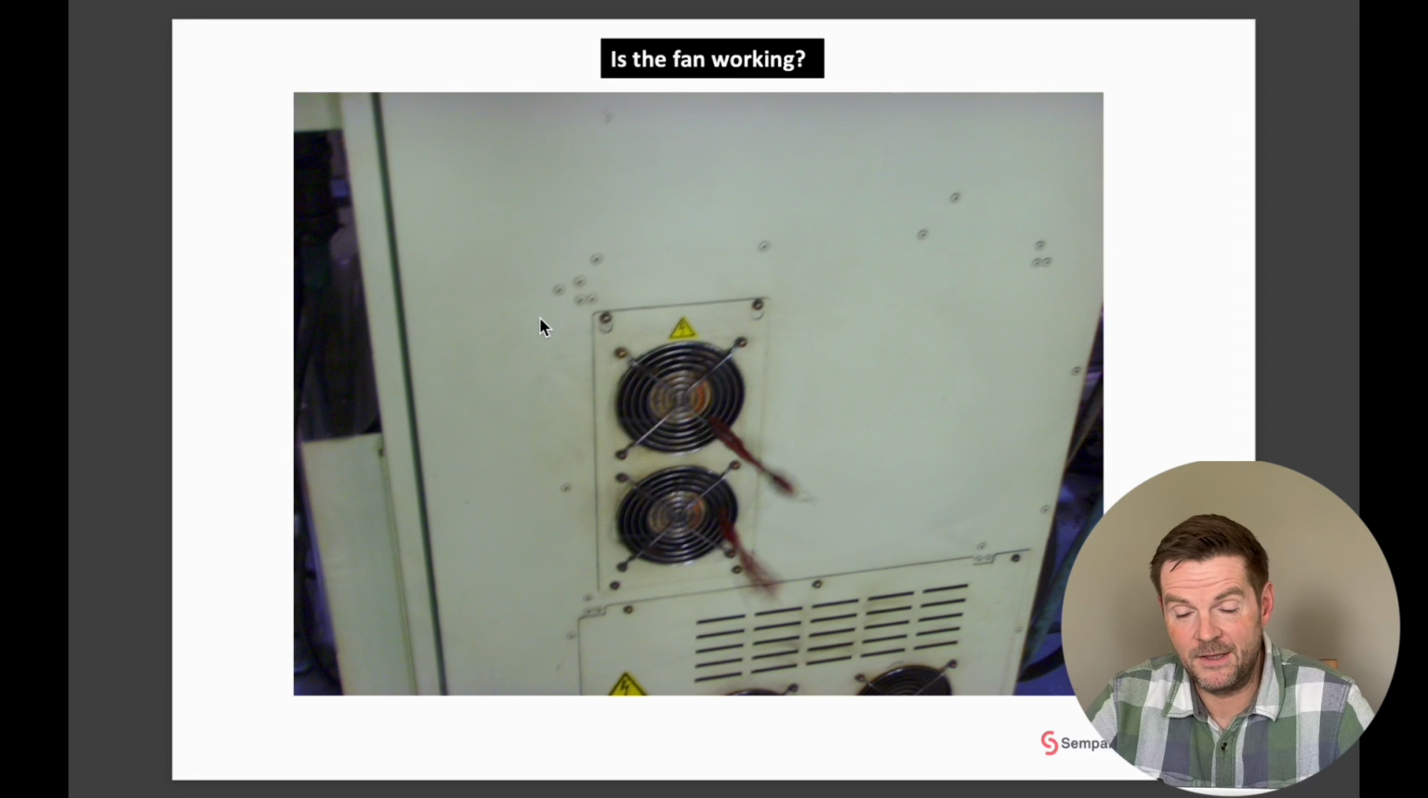The important machine, this little bit of rag here that was attached to it tells me, is the fan working?